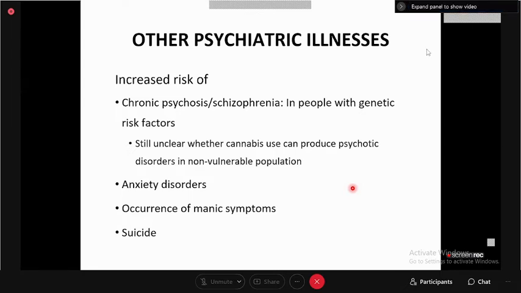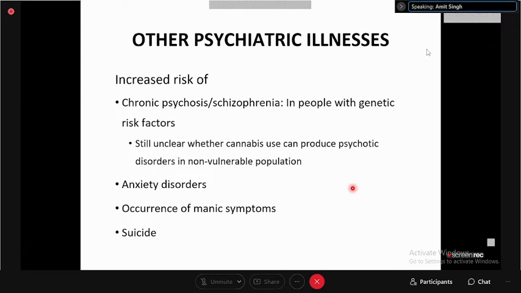Coming to the other psychiatric illnesses which may be associated with cannabis use, cannabis use increases the risk of chronic psychosis or schizophrenia. In people with genetic risk factors, the risk of psychosis is increased. However, it is still unclear whether cannabis use itself can produce schizophrenia in a non-vulnerable population. Definitely, cannabis use increases the incidence of psychosis, but whether it causes schizophrenia is still debated.